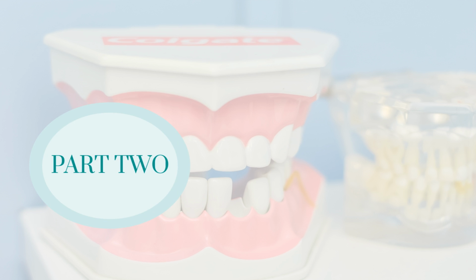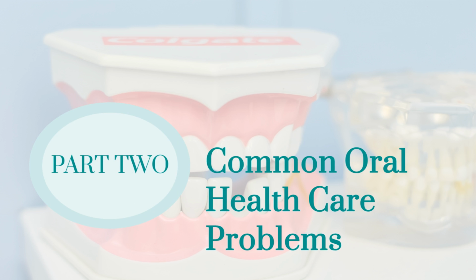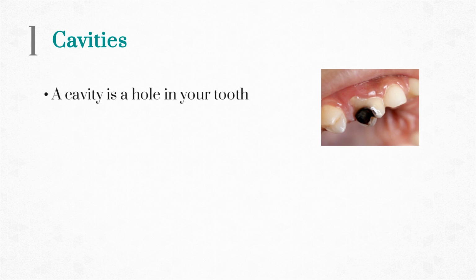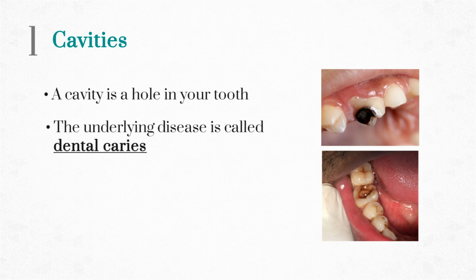In this section, we will talk about common oral health problems that you can prevent through education, home care, and preventative care. First, we will talk about cavities, and then we will talk about gum disease. On the most basic level, cavities are just a hole in a tooth. Dental caries is what dental professionals call the disease that causes the cavity.